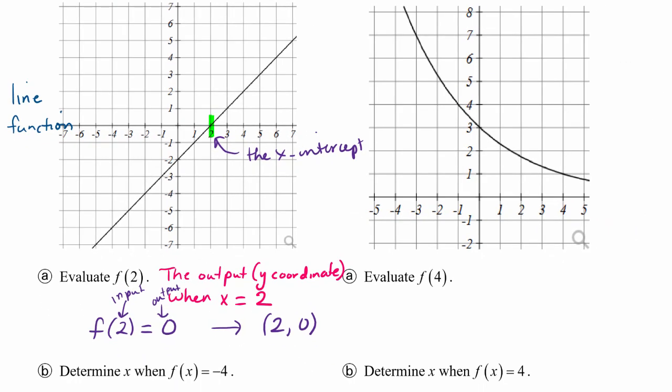Now B is different because they want us to determine the x, so we're looking for an x-coordinate when the y-coordinate is -4. See? Remember that this f of x also could be called y. So determine x when y is -4. Now I'm going to go here to the vertical axis, the y-axis. I'm going to find -4 and then I'm going to go over to locate the point that goes with that -4. And now I'm looking for the x-coordinate. That x-coordinate is -2. So x equals -2 when y is -4. You starting to get that idea?